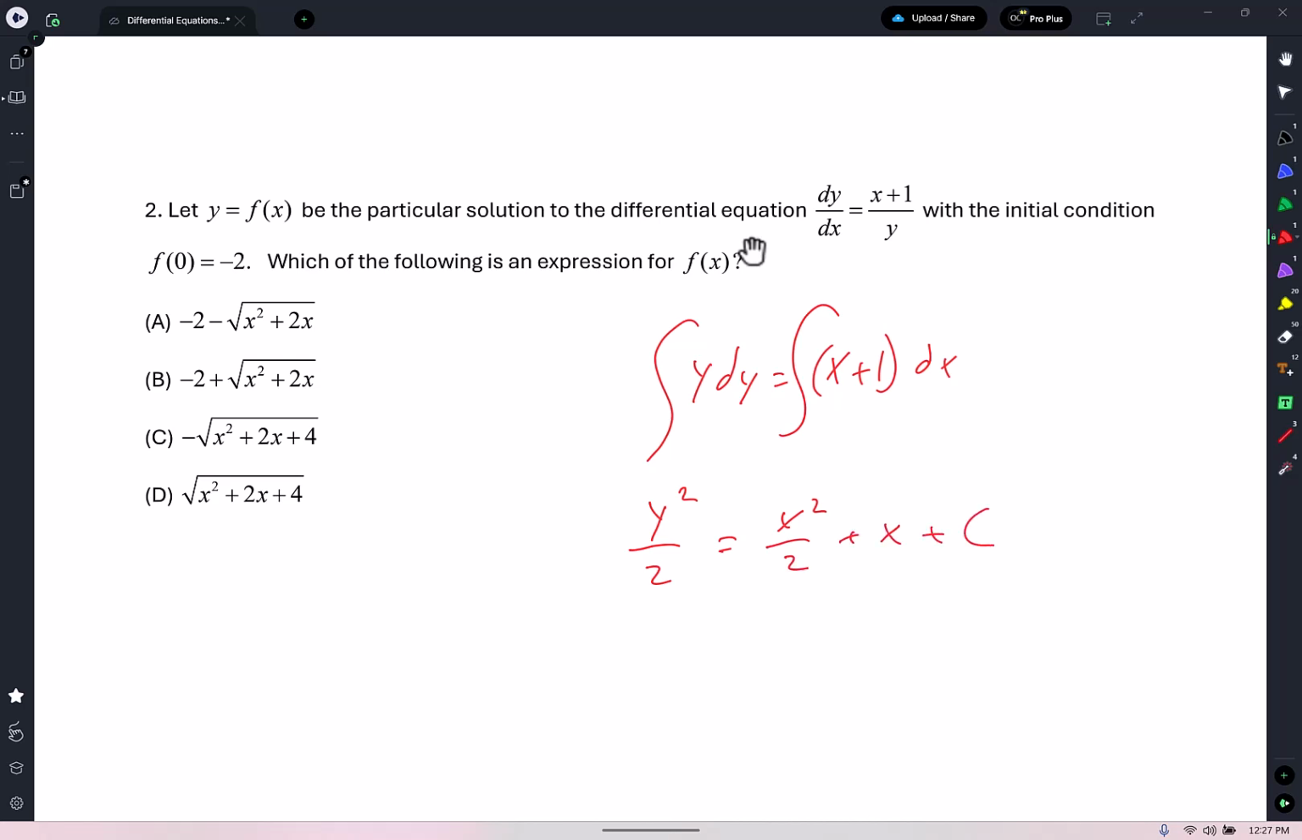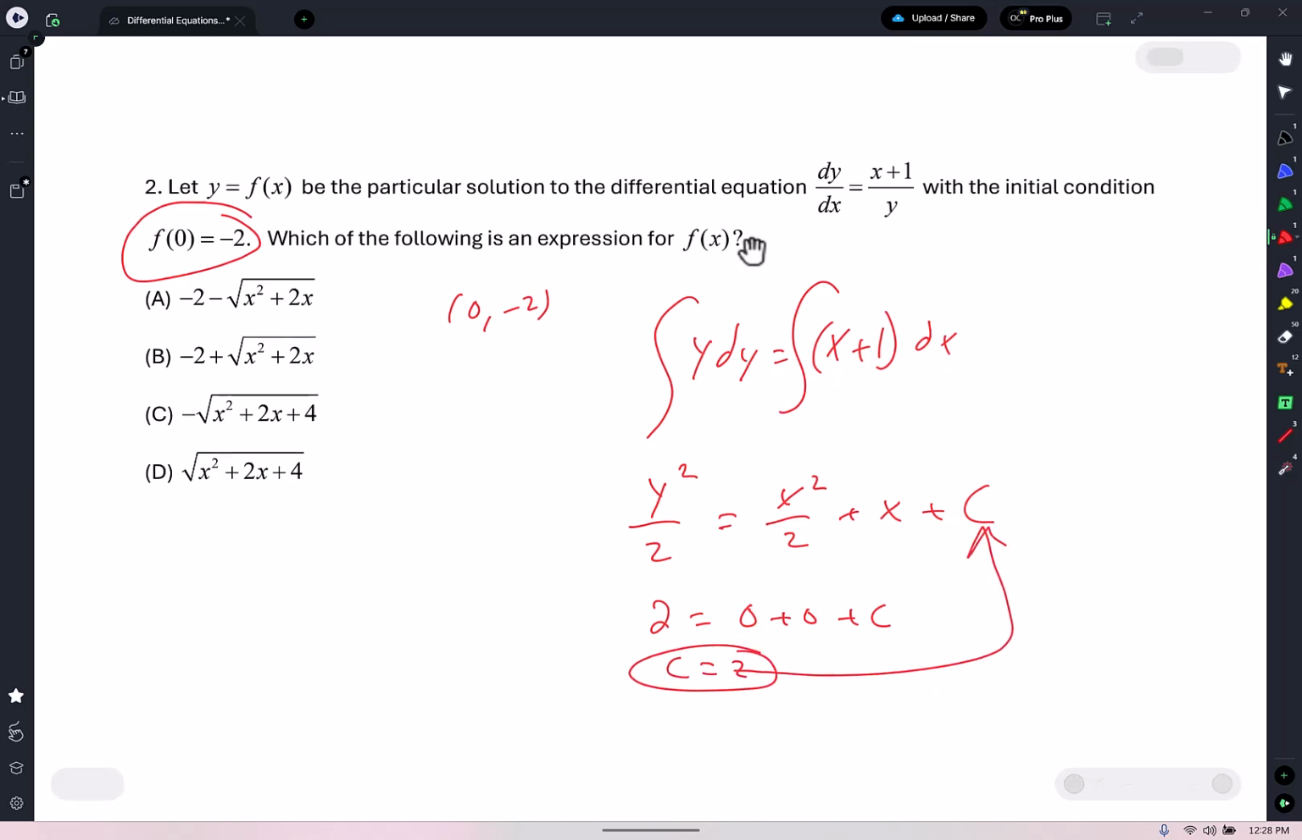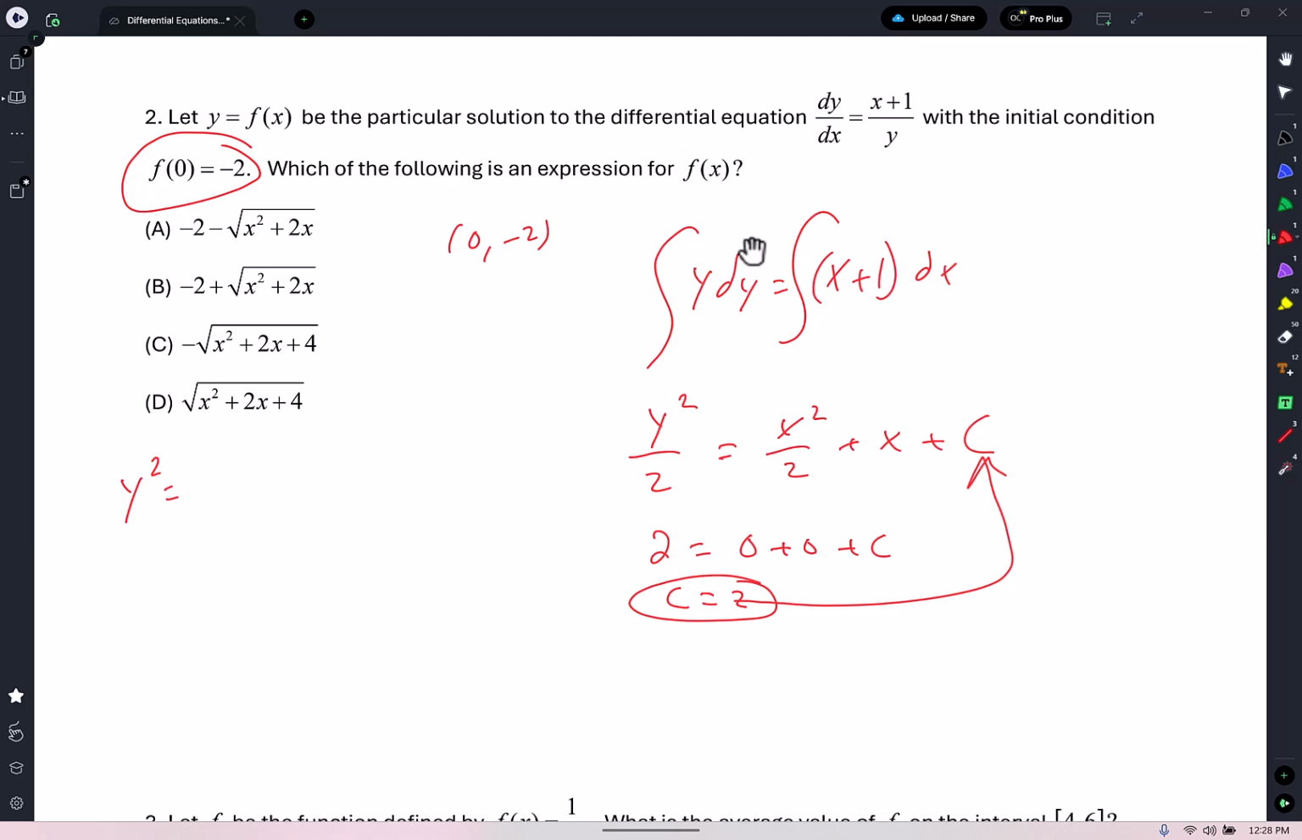This is a good place to maybe do this. 0 comma negative 2. So I'm going to plug in 0 for x and negative 2 for y. So negative 2 squared is 4. 4 divided by 2 is 2. So 2 equals 0 plus c. So c equals 2. And I'm going to plug that in right there. So y squared over 2 equals x squared over 2 plus x plus 2. I'm going to go ahead and multiply by 2 to get rid of the 2 in the denominator here. So I'm going to go times 2 and then times 2. When you do that, you're going to get y squared equals x squared plus 2x plus 4.